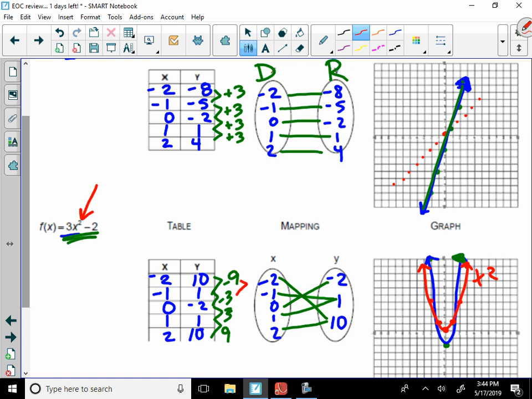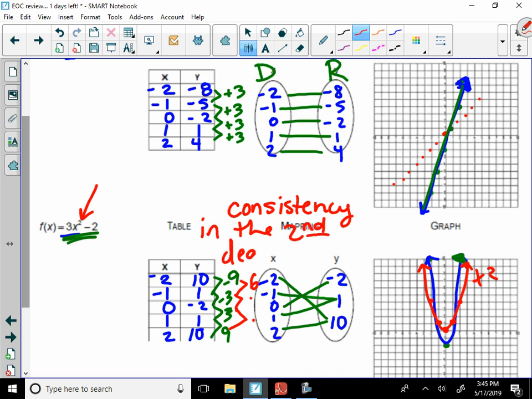So -9 up to -3 is an increase of 6. -3 up to +3, increase of 6. 3 up to 9, increase of 6. So we have consistency in the second degree. So there's still constant change.